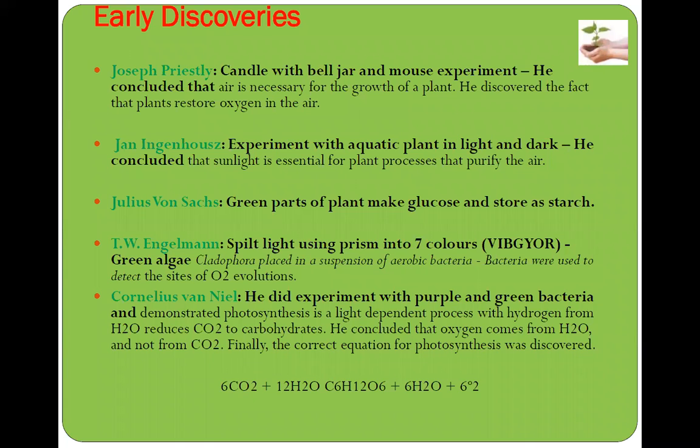So from this, the plant was not able to grow because it is not getting the proper amount of air from the atmosphere. So from that Joseph Priestley concluded that air is very necessary for the growth of a plant. The mouse experiment was also done in the same way, right?